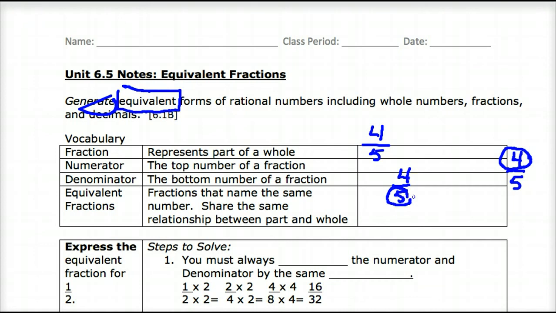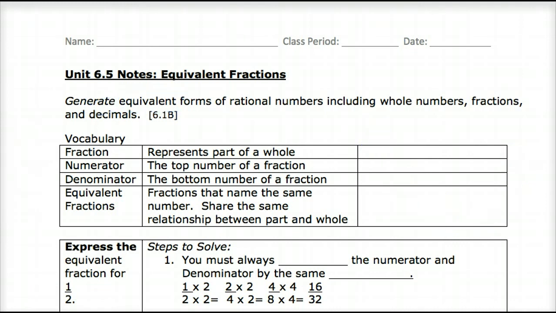We also have equivalent fractions. Equivalent fractions are fractions that name the same number. They share the same relationship between part and whole. So if we have 1/2, we know that 1/2 is equal to 4/8. 4 is half of 8, and 1 is half of 2. So we know that these fractions are actually equal to one another. They are equivalent.